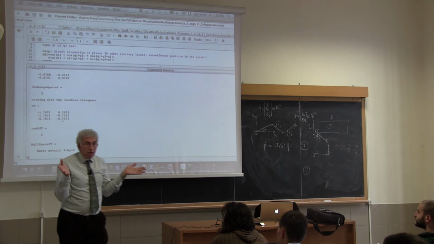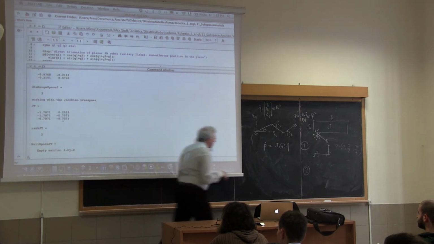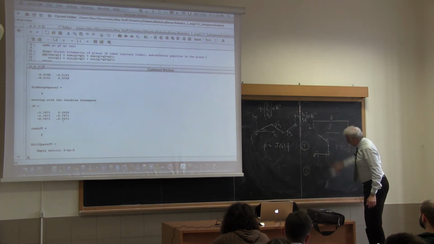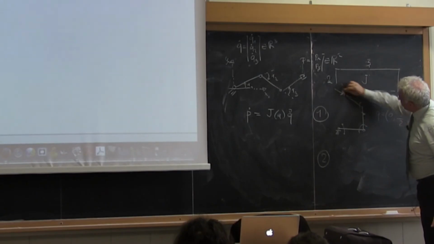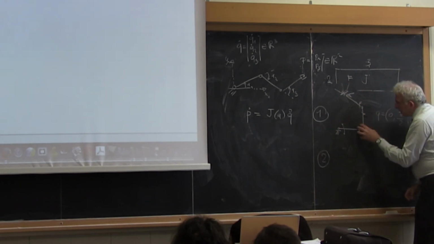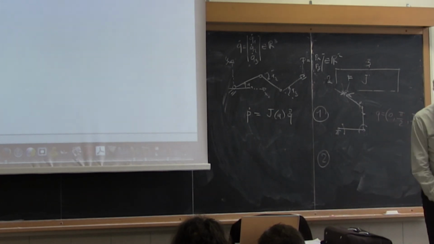These are independent columns, which means, we will come back to this later, that if I push with a force, no matter in which direction I push here, there will always be the need of some torque here to balance this force, otherwise the robot will move.